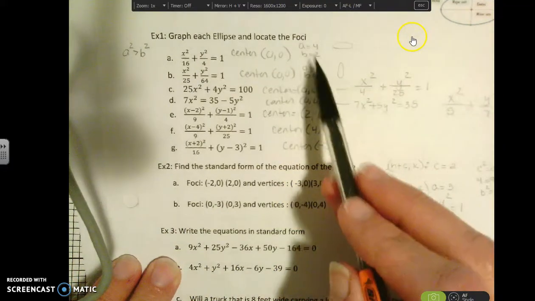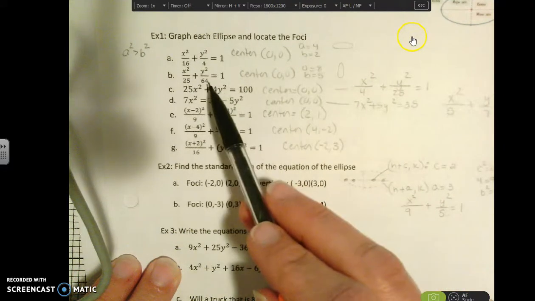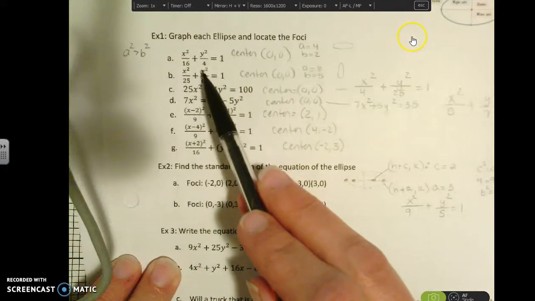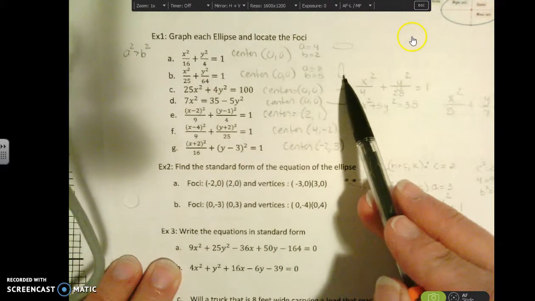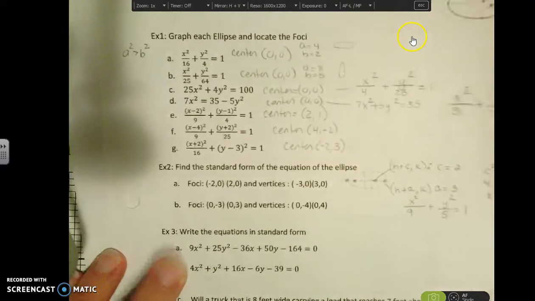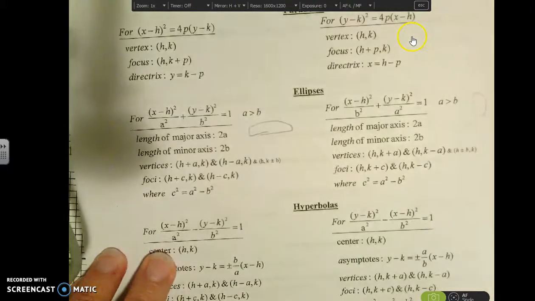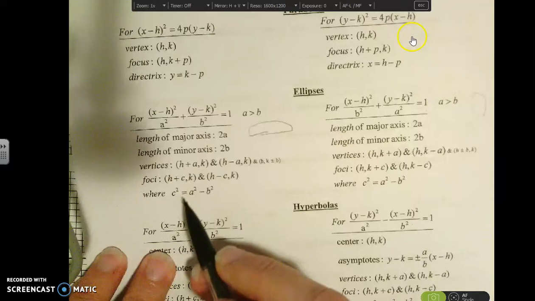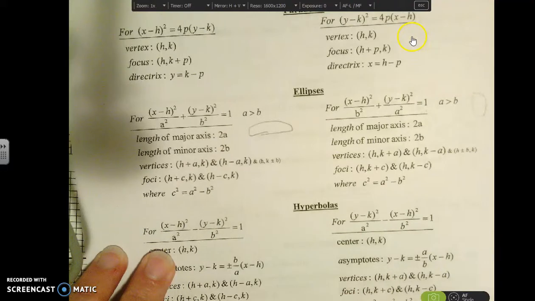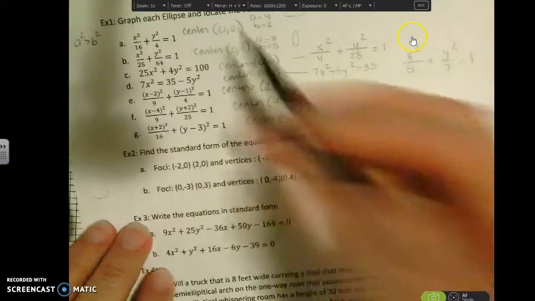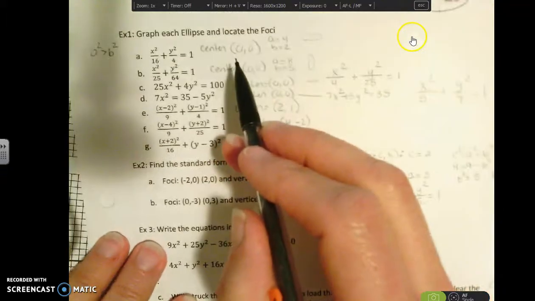So we can use that information. Oh, and also since 64 is under Y, then that means it's going to be a vertical ellipse. Okay? So going back to our formula sheet, we can use that information to figure out the value of C. So C squared is equal to A squared minus B squared. So it's sort of like Pythagorean theorem, but a little bit different. So I could use this information to find the value of C.